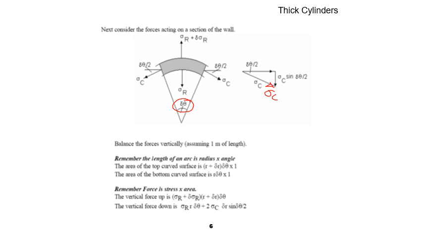and it has two components. A vertical component which is sigma C sine del theta over 2, and a horizontal component which is sigma C cos del theta over 2. Okay, so let's take a look at balance of forces. If we assume the length to be 1 meter and the thickness to be 1 unit, so we have a force, right? When we have stress times the area. And over here, that's the stress times the unit area.